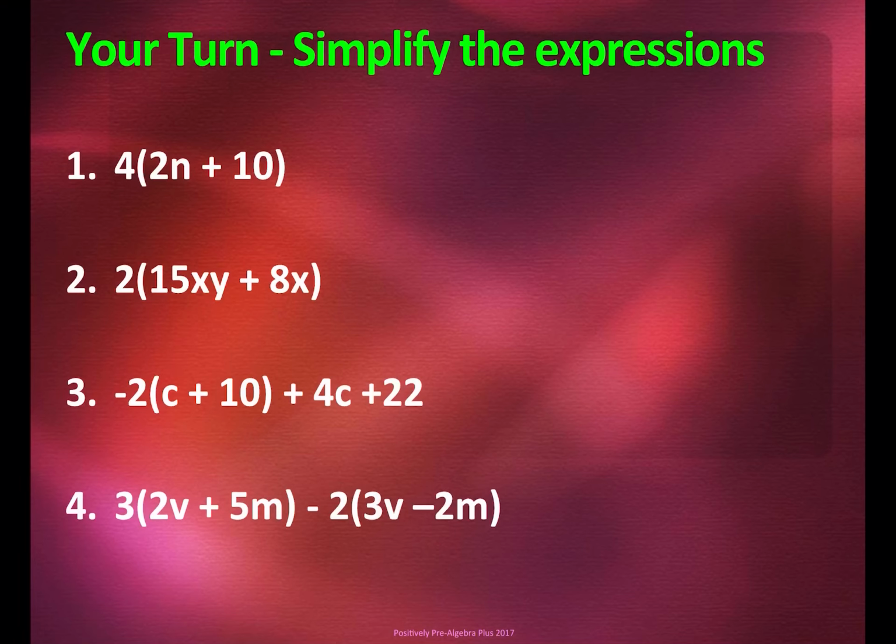Okay, your turn. Simplify the expression. So I have 4 and then 2n plus 10. So I need to give that 4 to both of those. So it's going to be 4 times 2, which is 8n, and 4 times 10, which is 40.